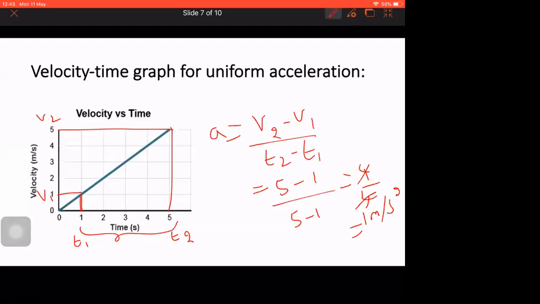So why is it 1 meter per second square? Why am I taking the SI unit as 1 meter per second square? Because, ma'am, the formula for this is velocity divided by time. Yes, and velocity is displacement by time.